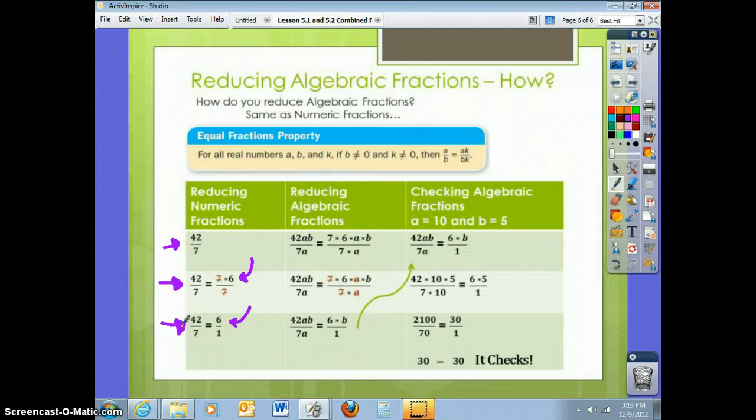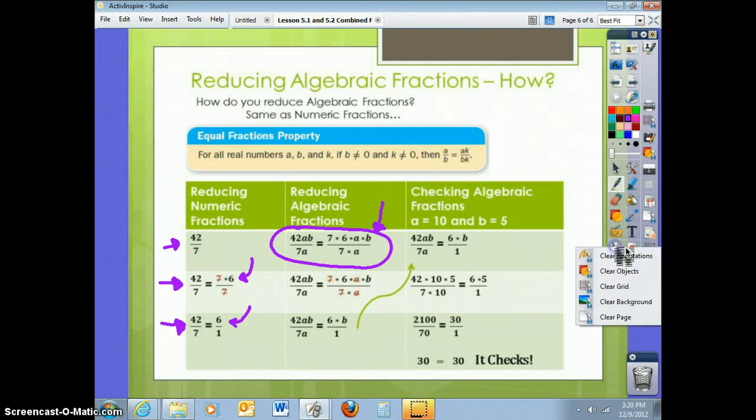So you can see this is the same numbers in this algebraic fraction. I've just added some variables to it. So 42ab over 7a, and we're going to reduce that. Well, the 42, like we said, is 7 times 6. Now the ab is obviously a times b. So if we break it out into all its individual factors, that's the fraction we have, 7 times 6 times a times b over 7 times a.